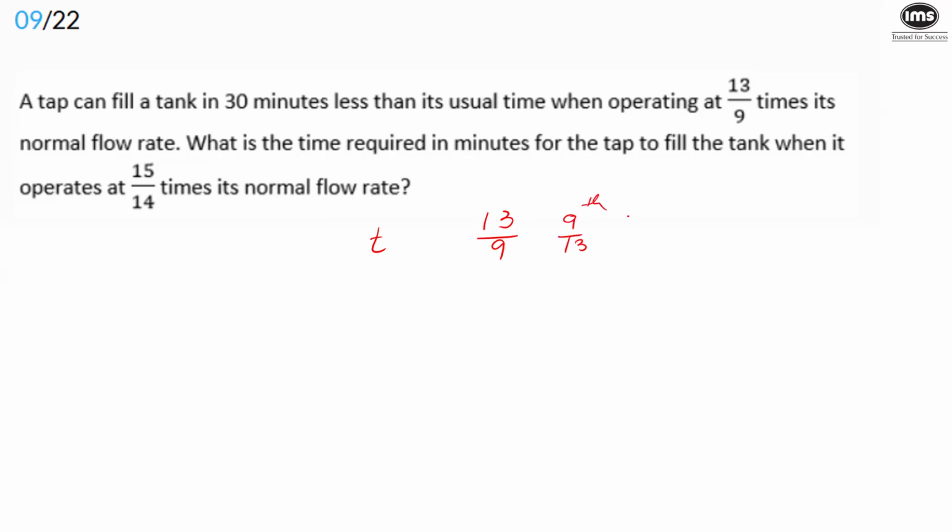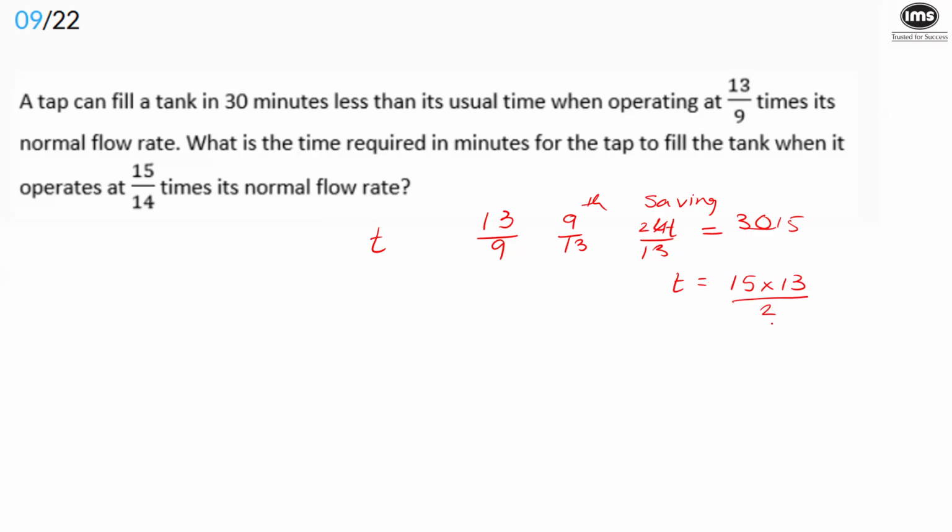When the time becomes 9 by 13, the saving in the time is 4 by 13 of the usual time. So we are saving 4t by 13. And the question says this is 30 minutes. The savings is 30 minutes. So 4t by 13 is 30 minutes. Cancel out a 2. 2t by 13 is 15 minutes. And t is ultimately 15 into 13 upon 2.